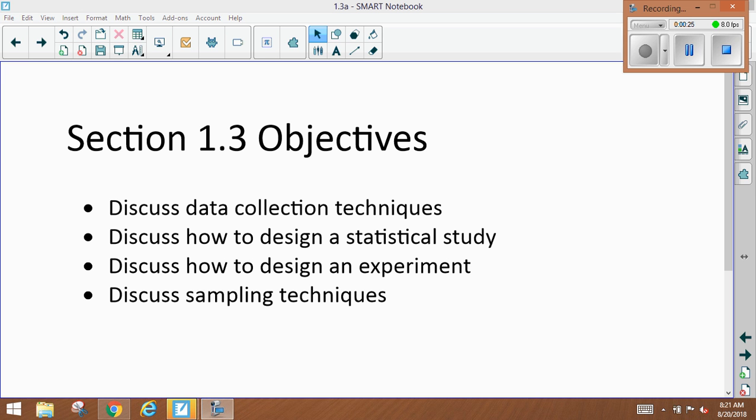The difference between an experiment and observational study is that you're going to affect some sort of a treatment, right? You're gonna kind of twist things up and see if it makes a difference. And then we'll discuss different sampling techniques as well.